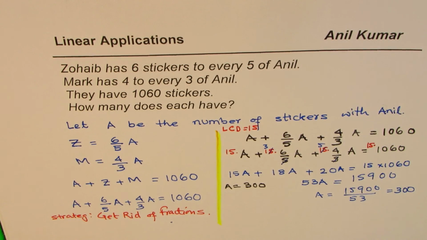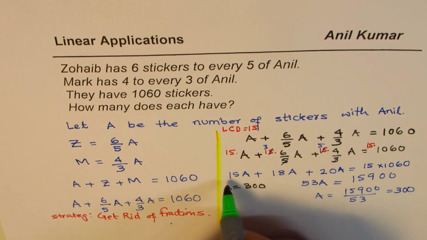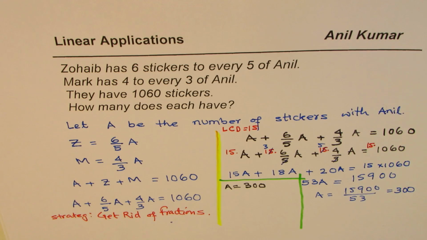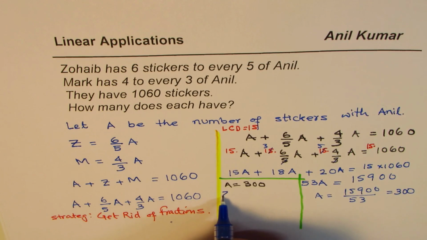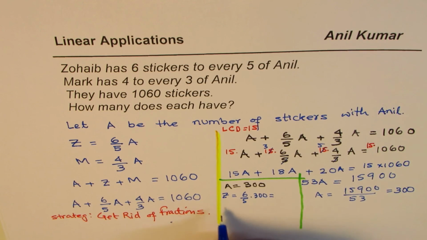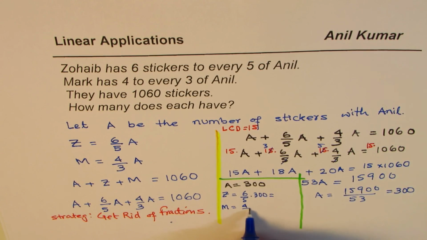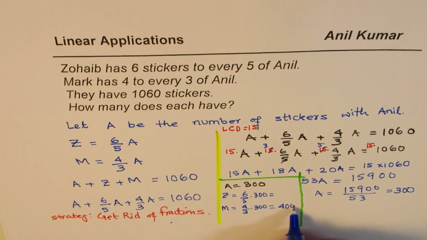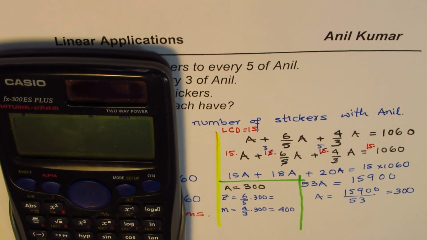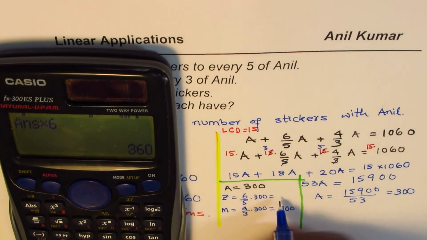Okay, let me make some room for writing down the answer, since I always work with a very limited space. Remember that we have limited time and limited space. Okay, so we can find what z is. z is equal to 6 over 5 of 300, and that is how much? And Mark has 4 over 3 of 300, correct? So you can again use calculator if you want and find the answers, which is not a bad idea. Don't hesitate. 300 divided by 5 times 6 equals 360.